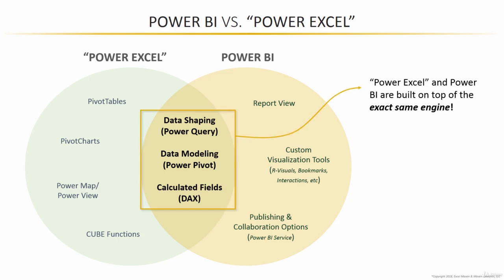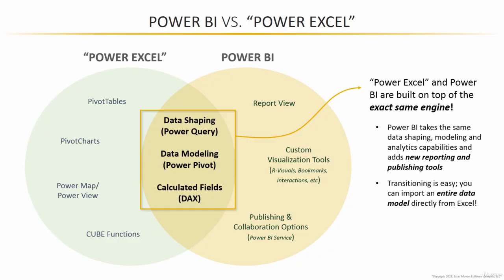Like I've said before, these two tools are actually built on the exact same engine. Power BI takes the same data shaping, modeling, and analytics capabilities and then adds these incredible new reporting and visualization and publishing tools on top of them. So even though they're called different things in different places, the data loading tools will be called either Power Query or Get and Transform in Excel. The data modeling tools will be called Power Pivot in Excel versus the relationships view in Power BI. The fact is, it's all the same thing.